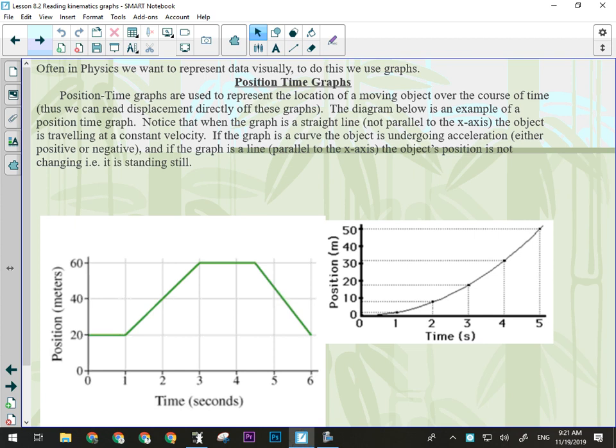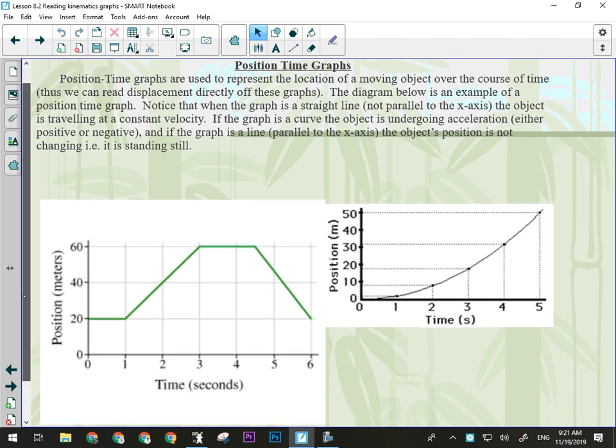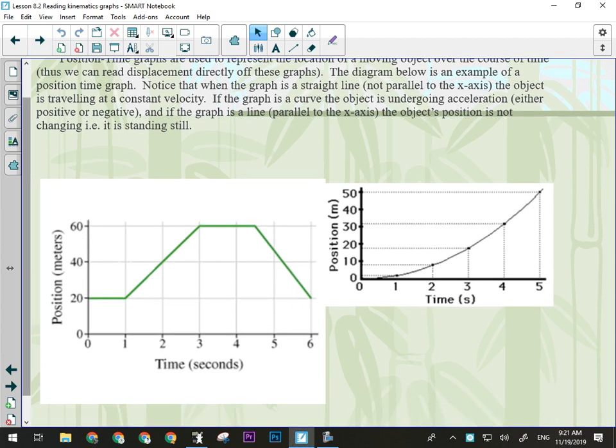Okay. So position versus time graphs are what we're going to start with. These are both position versus time graphs. Now, on this position time graph here on the left, what is my initial position? 20 meters. At time 0, the position of the object is 20 meters. It doesn't give a direction there, so we would have to just say 20 meters forward, or positive 20.